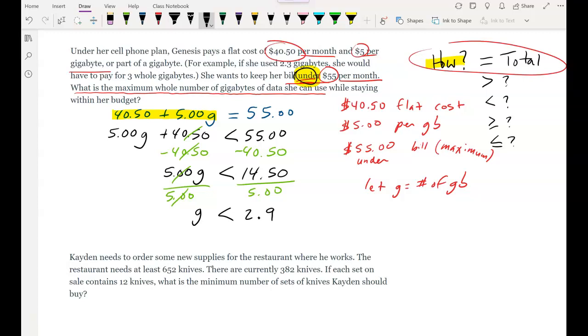Now we have to ask ourselves at this point, because it has to be a whole number of gigabytes, because that's what G is, can it be 2 or 3 gigabytes? Because we have to either round down or round up. And if we want to keep it under $55, we're going to have to round down. So G is going to have to be less than 2 gigabytes.